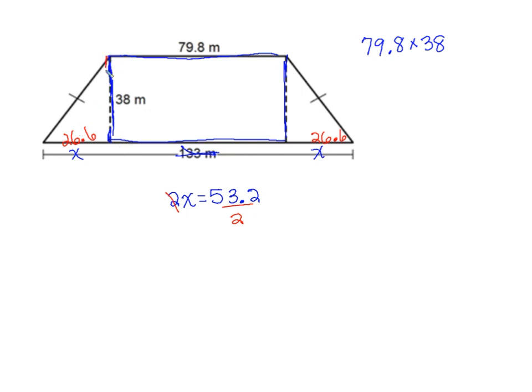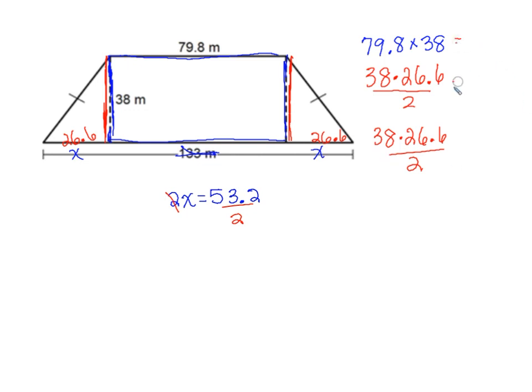So now I have two triangles. This height of the triangle is 38. And I'm going to divide it by 2 because it's a triangle. Then I have another one. And its height is also 38. And then whatever my answers are, I'm going to add them together.